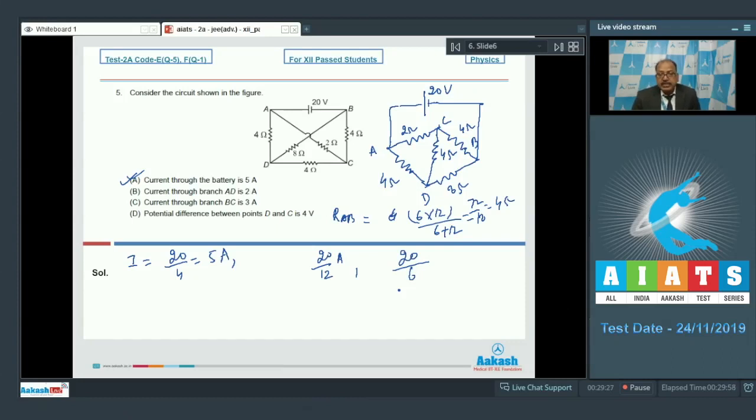Let's look at the potential difference between points D and C. The potential difference between points D and C, we know, will be 0, because there is no current in the resistance DC of 4 ohm. So D is also incorrect. So for question 5, only option A is correct. We can now go to the next question.